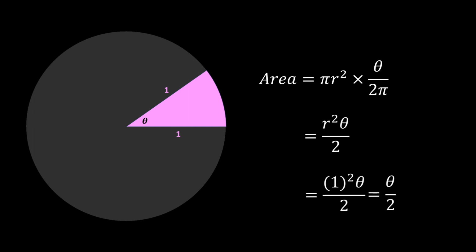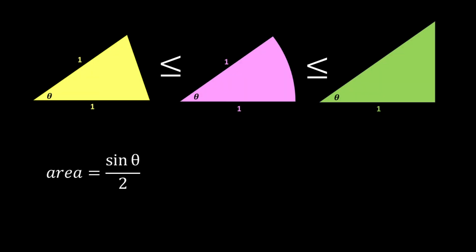Therefore, the area of the sector is given by pi r squared times theta over 2 pi, which simplifies to r squared theta over 2 after cancelling out pi in the numerator and denominator. Since the radius is 1, substituting r with 1 simplifies the expression to theta over 2. Hence, the area of the pink sector is simply theta over 2.